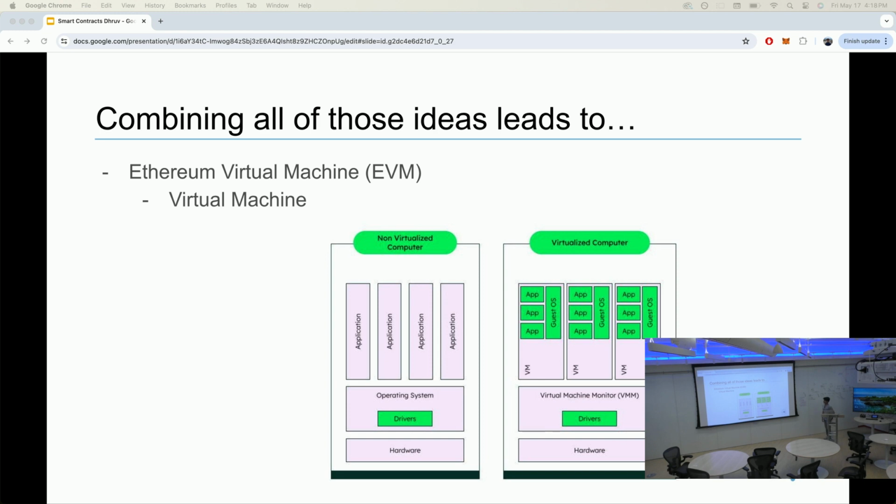So if you combine all these things together, then you realize you need somewhere to actually operate on, which you can think of as the Ethereum virtual machine. This example is a little bit specific to Ethereum with smart contracts, but the Ethereum virtual machine, we're going to explain in the next couple of slides.